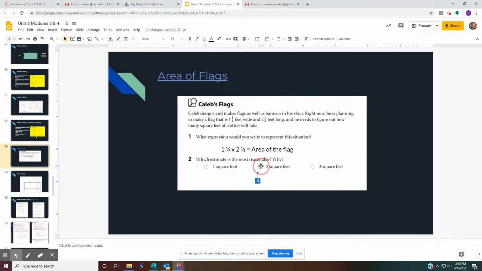Did you put it in 3 square feet? I hope you did. The only reason I say that is because we know 1 times 2 is 2, right? But we also have to multiply 1/4 times 1/2. Now, 2 would be an okay guess for us, but we do know that it's 2 and a little bit more. So the most appropriate answer for this problem is going to be 3 square feet.